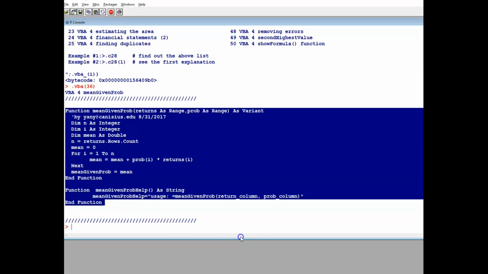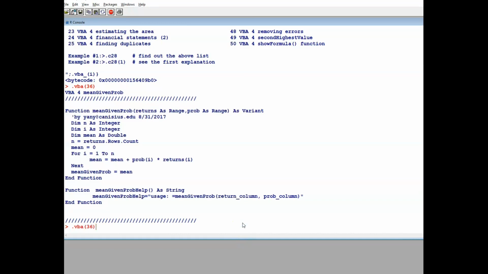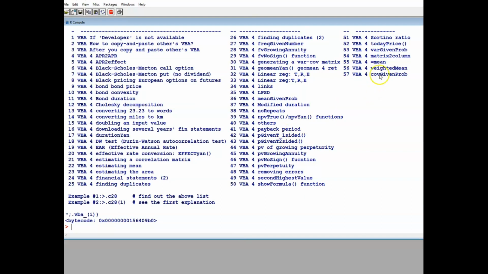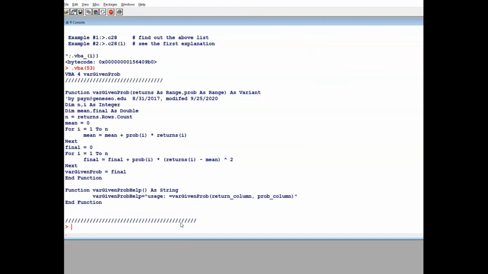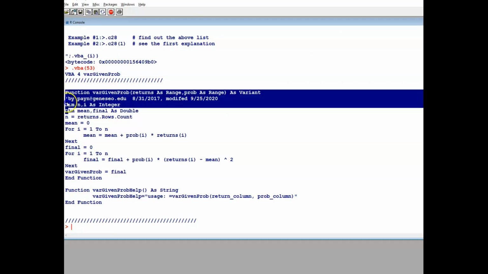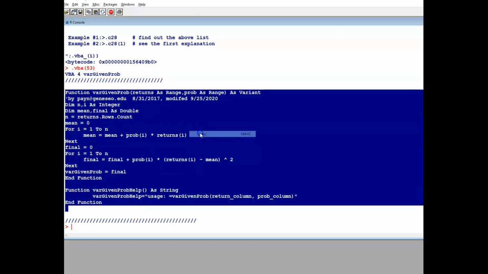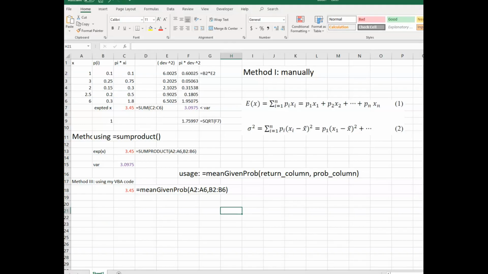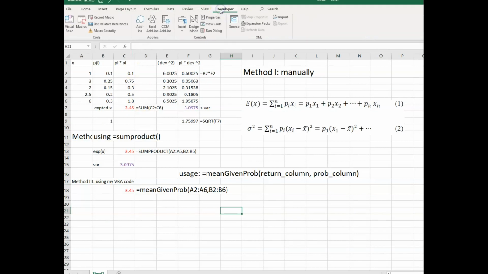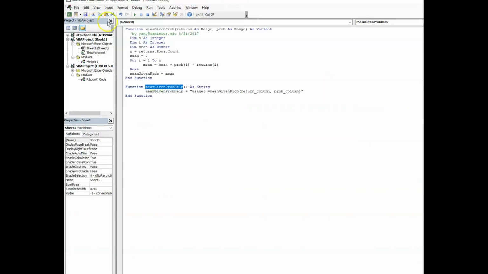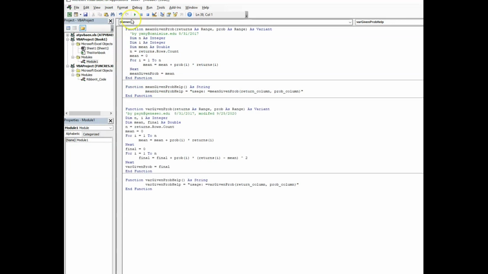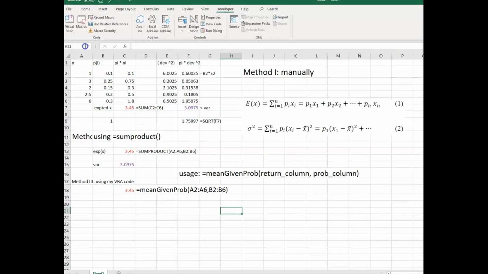So let's go back to R. Simply type .vba. The variance given probability is 53. So step 1, we copy other people's VBA. Step 2, we go to Excel, we click Developer, we click VBA, we click Insert, we click Module. Because it's open already, we just paste it here. Then we click File, then we close.